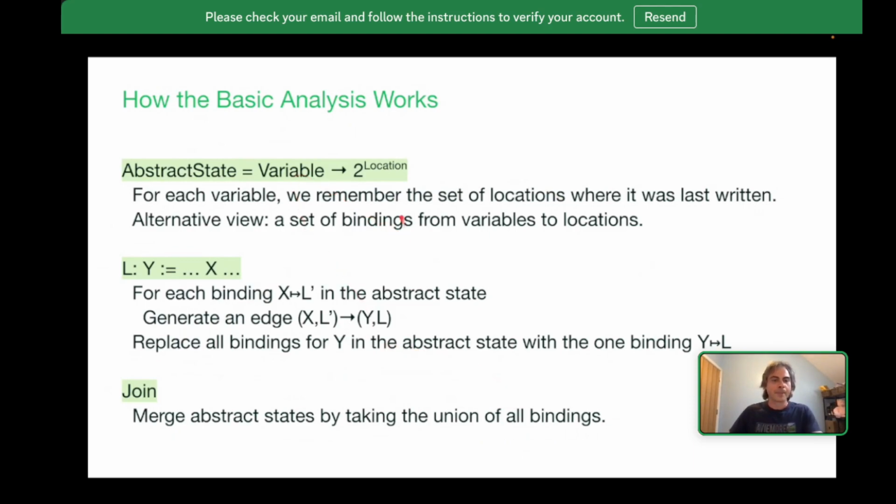So the general case is the abstract state is a map from variables to set of locations. Now you might wonder why it's a set of locations and not just one. And one reason for that is that you have branching. So if you have an if then else, and you might have assigned to X in both of the branches, when you join, what we do is that we keep track of both of those places. So that's pretty much what we do with joins.